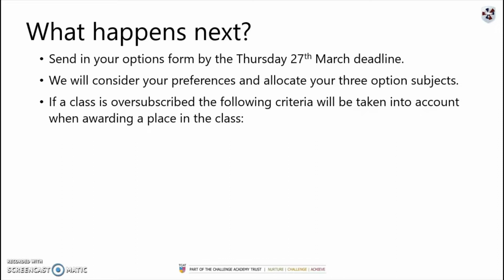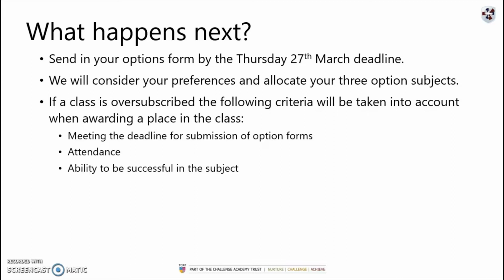If a class is oversubscribed, then the following criteria will be taken into account when awarding the place in the class. First of all, meeting the deadline for submission of the options form, because when those forms come in, we will gather together what everyone's asked for and we'll start allocating places in classes. So if your form is late, then there's every chance that a class might be full and you wouldn't get your first choice. Attendance is important, because if you're someone who comes to school every day, then you're going to make good use of the places you're allocated. If you're somebody whose attendance is poor, then you're less likely to make good use of that place, because there's a pattern of poor attendance.